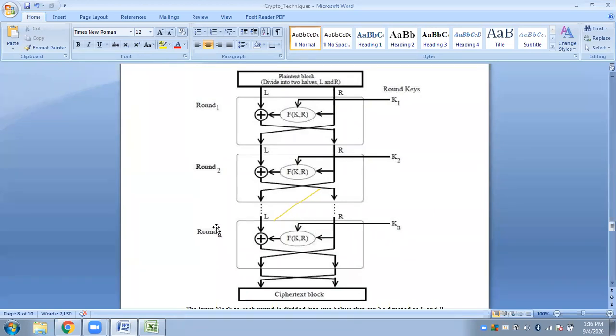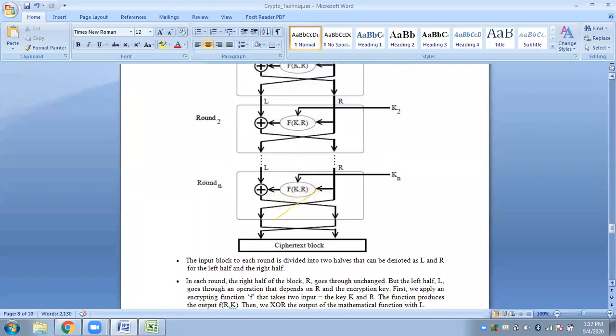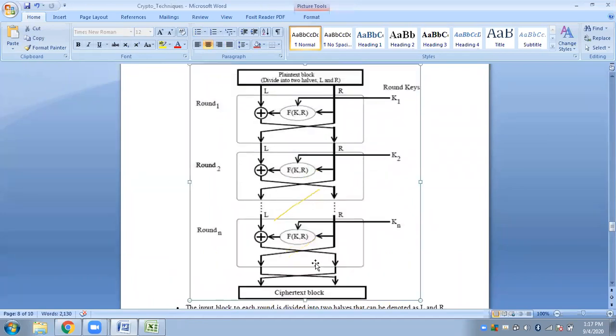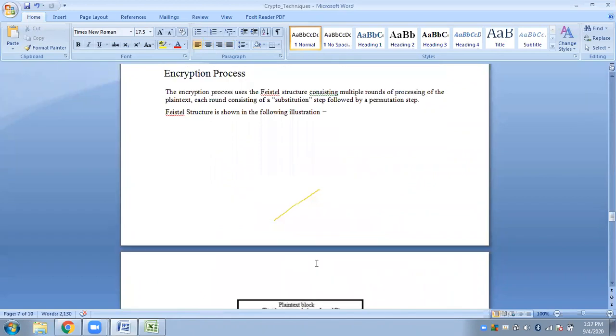But you have to remember, depending on the number of rounds, you must have a different number of keys. How many keys you will be using depends on the number of rounds that you have in your algorithm, and that many processing steps need to be done. So finally we will get the ciphertext block. So this is all about the Feistel structure. Is that clear?